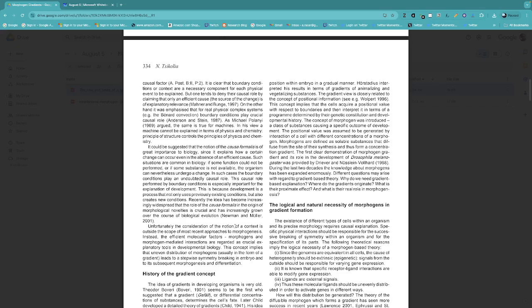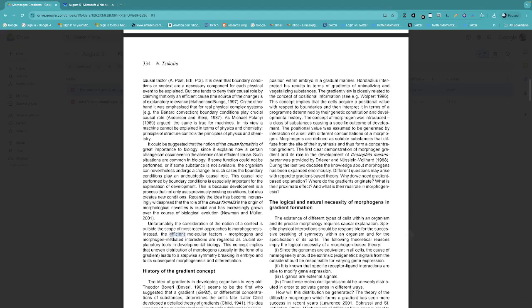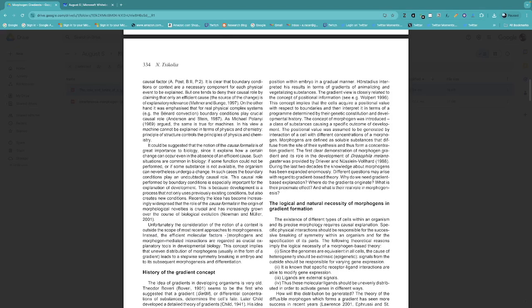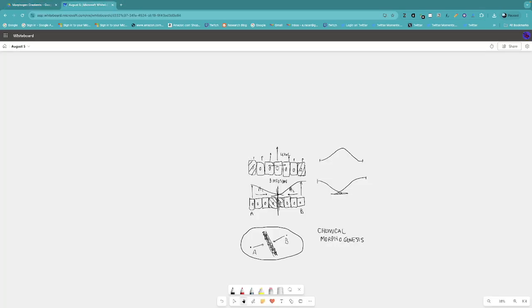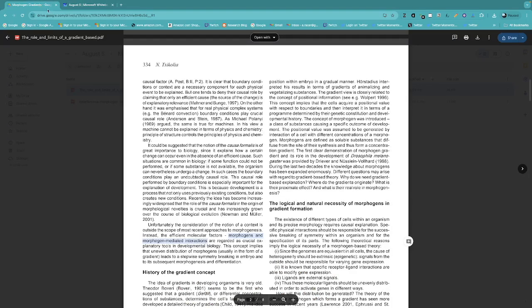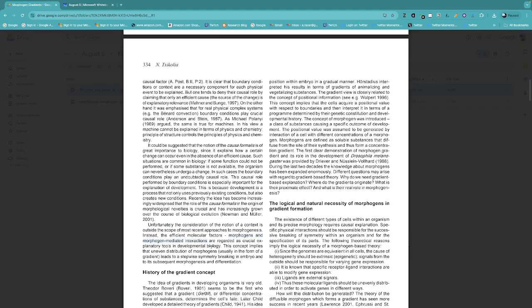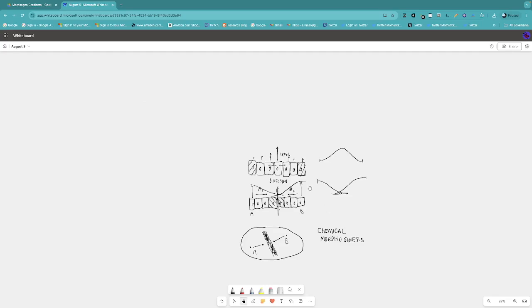Unfortunately, the consideration of the notion of a context is outside the scope of most recent approaches to morphogenesis. Instead, the efficient molecular factors, morphogens and morphogen-mediated interactions, so these again are these chemical factors that play a role in this kind of reductionist approach, are regarded as crucial explanatory tools in developmental biology. This concept implies an uneven distribution of morphogens, usually in the form of a gradient, which is what we saw here, where the effects are non-uniform across space. But of course, we have different types of non-uniformity in this gradient.